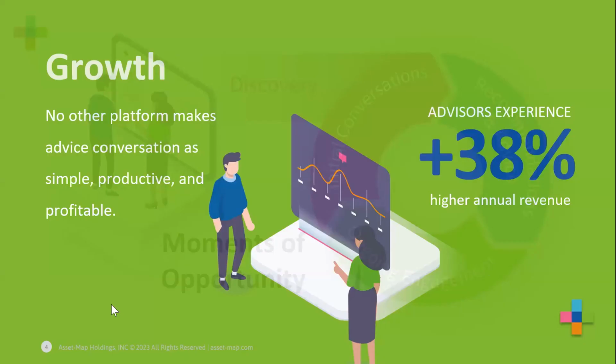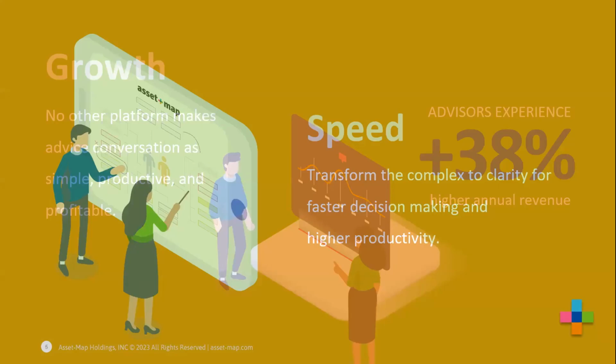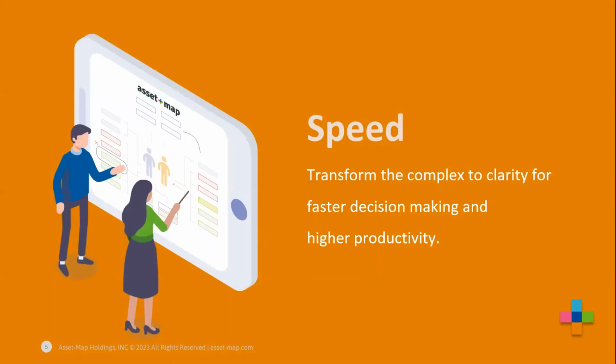So we mentioned 3 areas of opportunity. The first one's growth. There's no other platform out there that's going to allow you to make advice conversations more simple, productive, and profitable. In fact, we've seen many of our financial professionals see a 38% increase in their overall revenue. Next up, speed. Transform the complex to clarity, faster decision-making, and higher productivity.